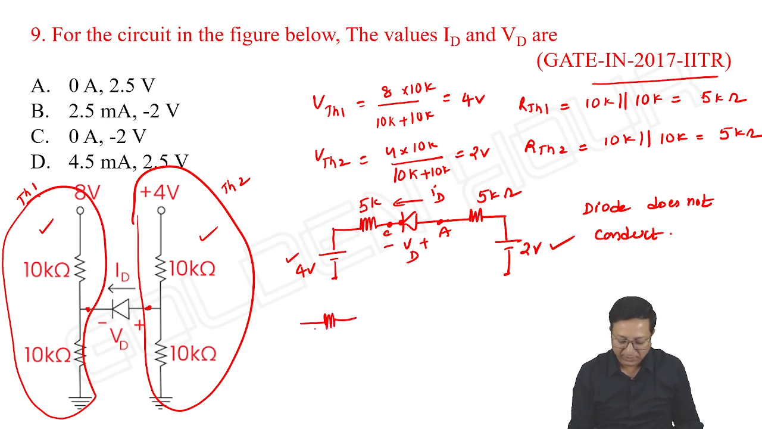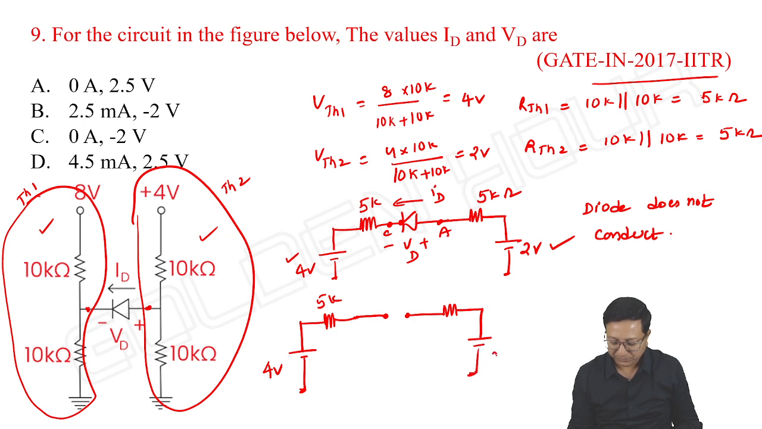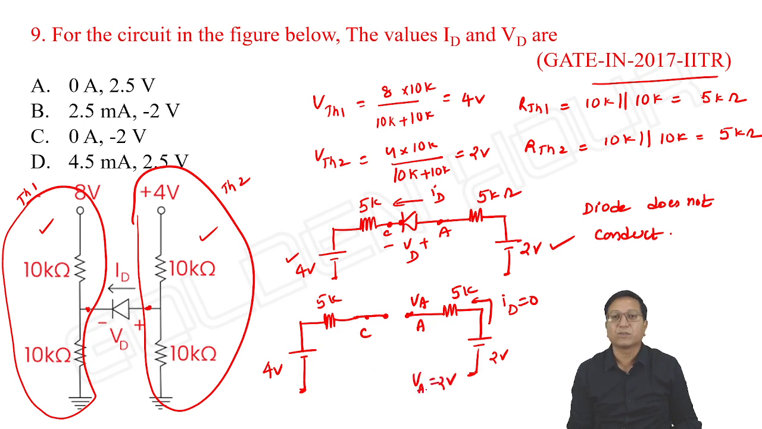So further we can draw the circuit this way. Anyway, the diode is acting as an open circuit. 2 volts, 5k, anode and cathode. What is the voltage at this point? Is there any current that is possible? No. Anyway, as we discussed, no current is possible. So let me take this voltage as VA. So VA is equal to 2 volts.